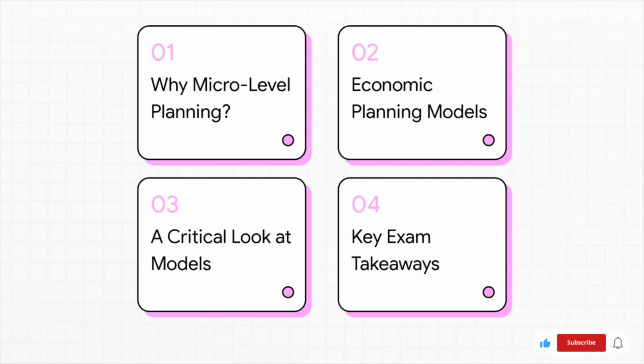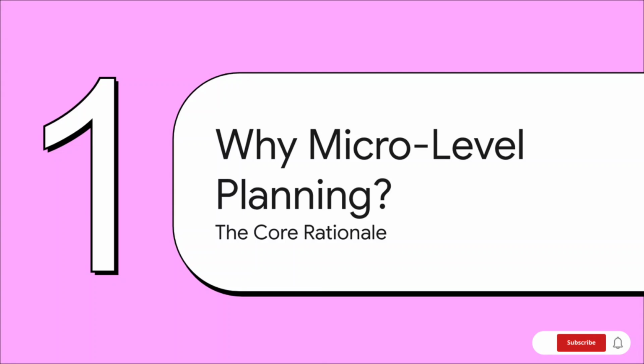So here's our game plan. First up, we're going to tackle the why, like why do we even need this micro-level stuff? Then we'll get into the how, the actual models planners have in their toolkit. After that, and this is super important for getting top marks, we're going to put on our critic's hat and look at their limitations. And we'll wrap it all up with a powerful summary so everything is locked in. Okay, let's kick things off with Section 1.